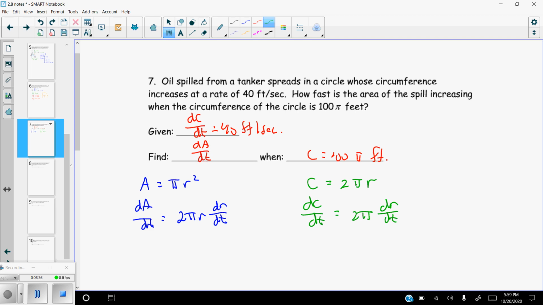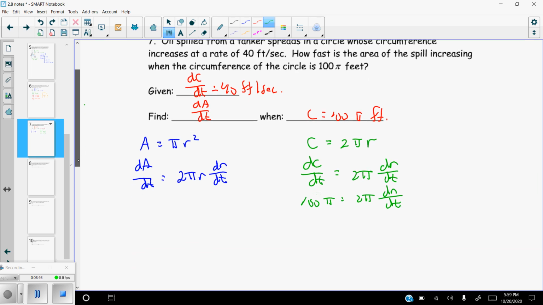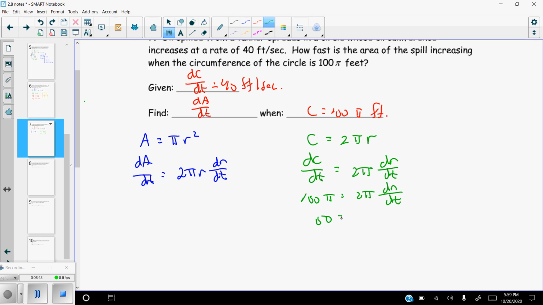Okay, well, good. I know how the circumference is changing. That's 100 pi equals 2 pi times dr over dt. Dividing both sides by 2 pi is going to give me 50. That is dr over dt. Okay, so at least I have that information now. So I know that dA over dt is going to be 2 pi. I don't yet have r. I can find it, but I don't have it. Times 50. That's the dr over dt. So we're going to leave a space there for the radius.